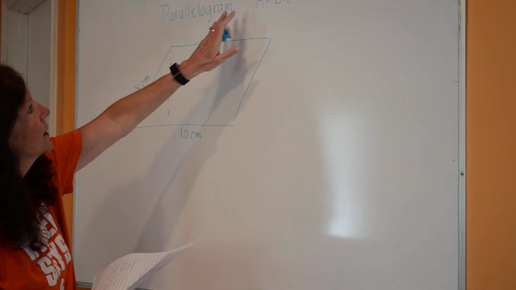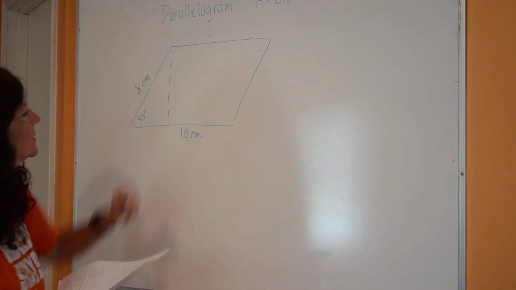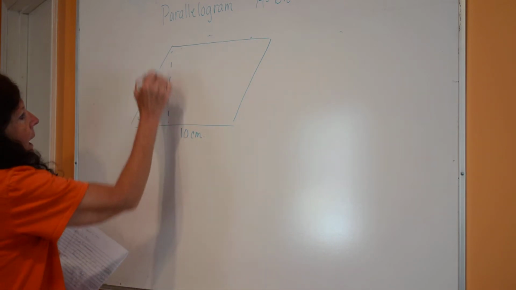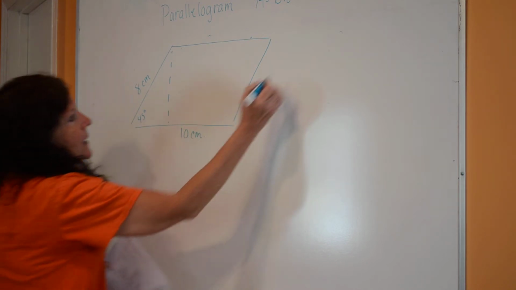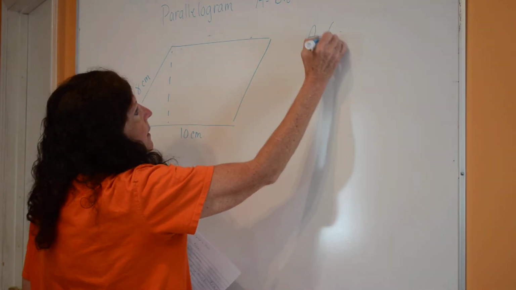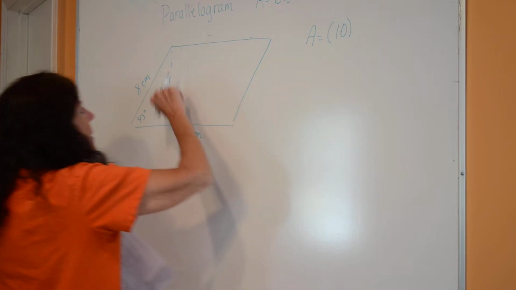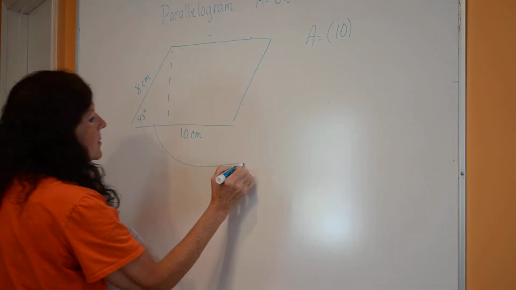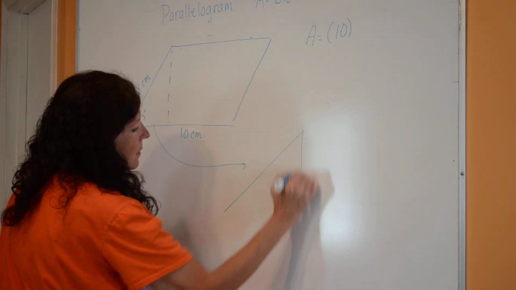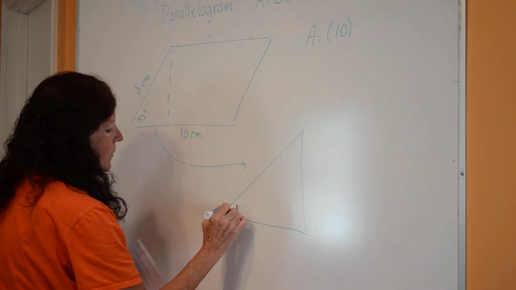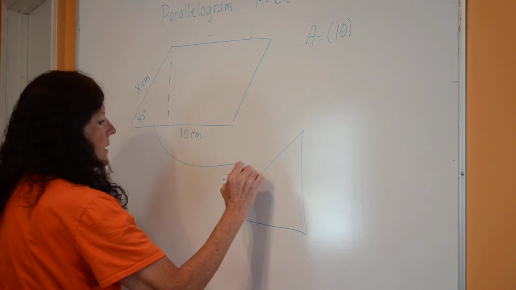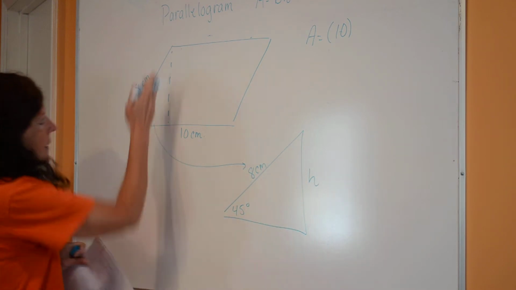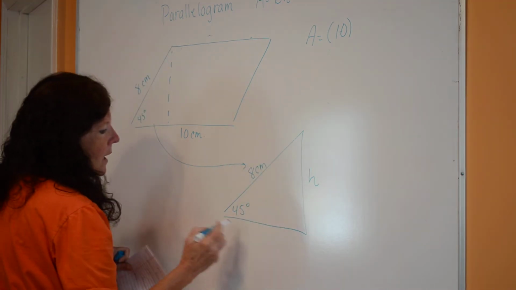For a parallelogram, the area is the base times the height. This is an example of a parallelogram. Notice that I don't have the height of this. I do have the base, so I could go ahead and put in the 10 for the base. But I have to find the height, so I'm going to take this triangle out. I know that this is 45 degrees and this is 8 centimeters. What I'm looking for is that part right there, which is the height of the triangle.